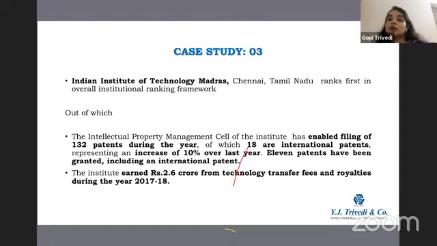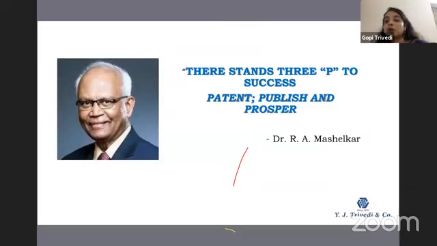So with this note, I quote our stalwart Dr. R.A. Mashelkar's golden words. He says that there are 3 P's: patent, publish, and prosper. And he also emphasized not to change the sequence, meaning thereby if you publish and then patent, he is very confident and sure that you will not prosper.